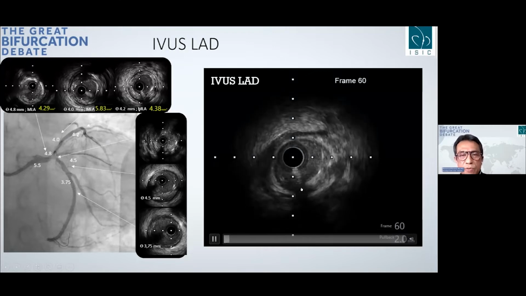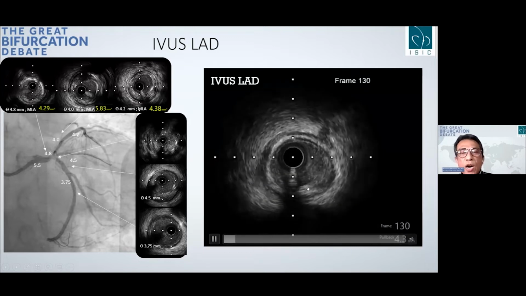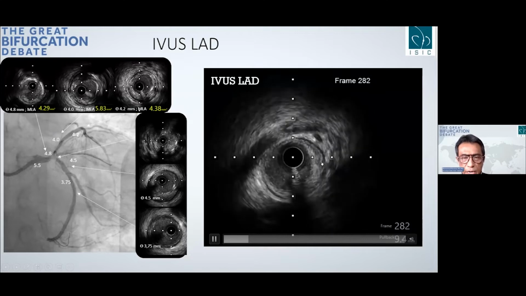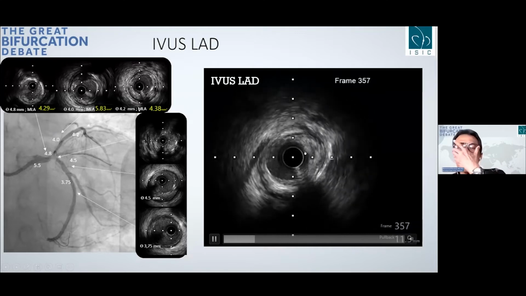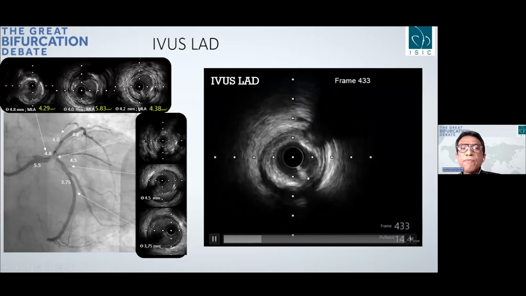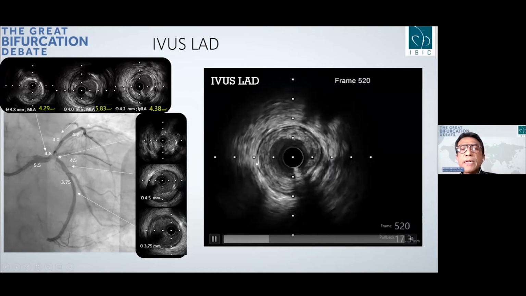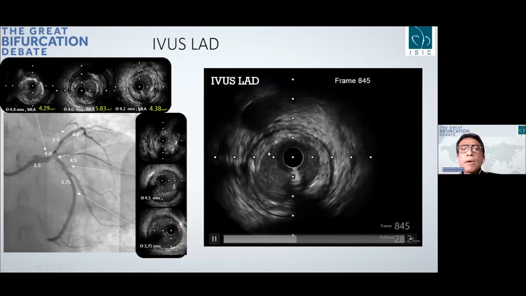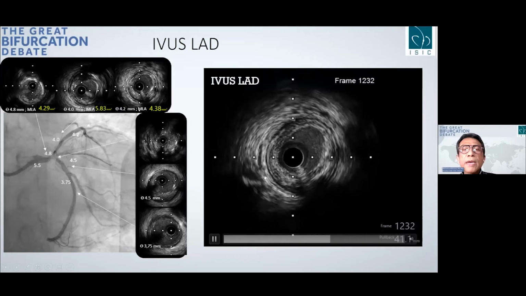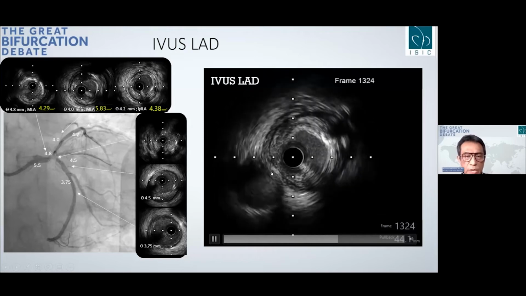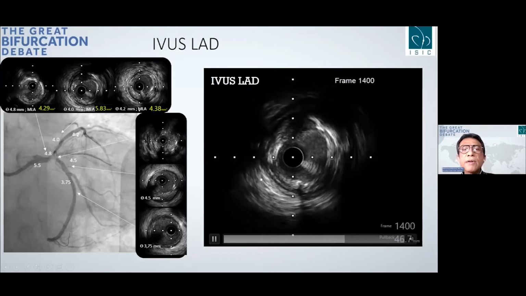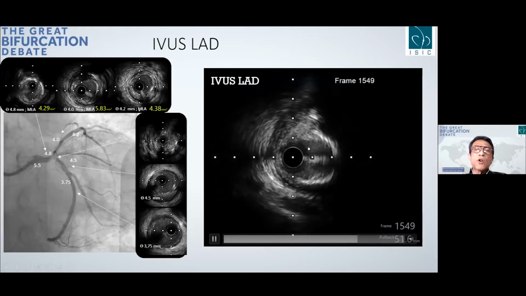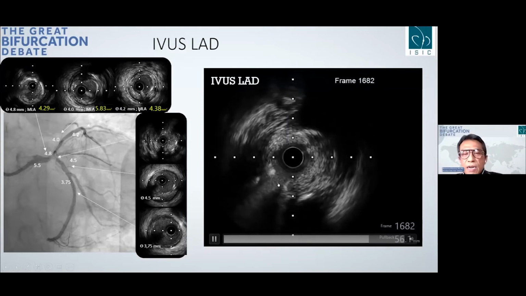So this is the IVUS. You can see this very diffuse disease from the distal LAD. You agree with me that sometimes you can see some fibrocalcified plaque, sometimes very superficial fibrocalcified here. This is close to the left main. This is circumflex, and this green. Sorry, this is left main now.